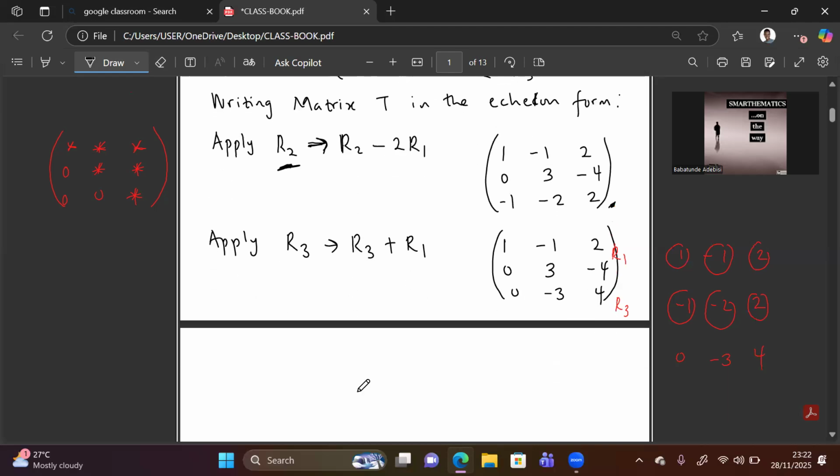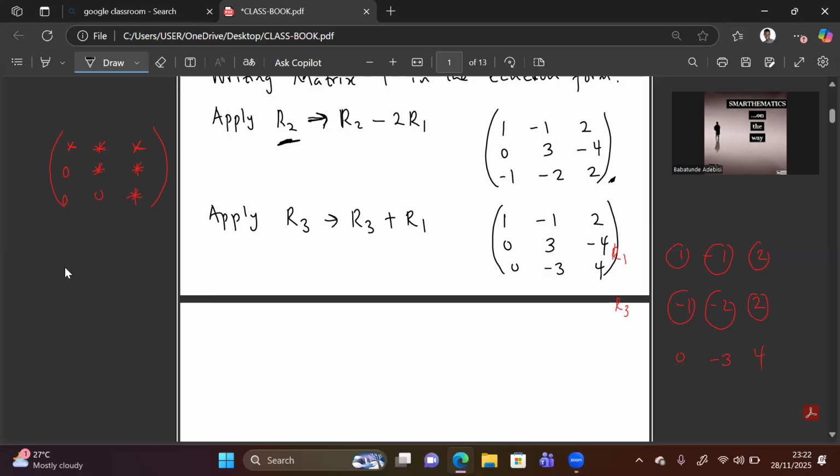Looking at what I have here now, I just need to do one more step. I know you're already thinking about that too, but because of our time, let me say it out now. To finish it up, I'll apply R3.